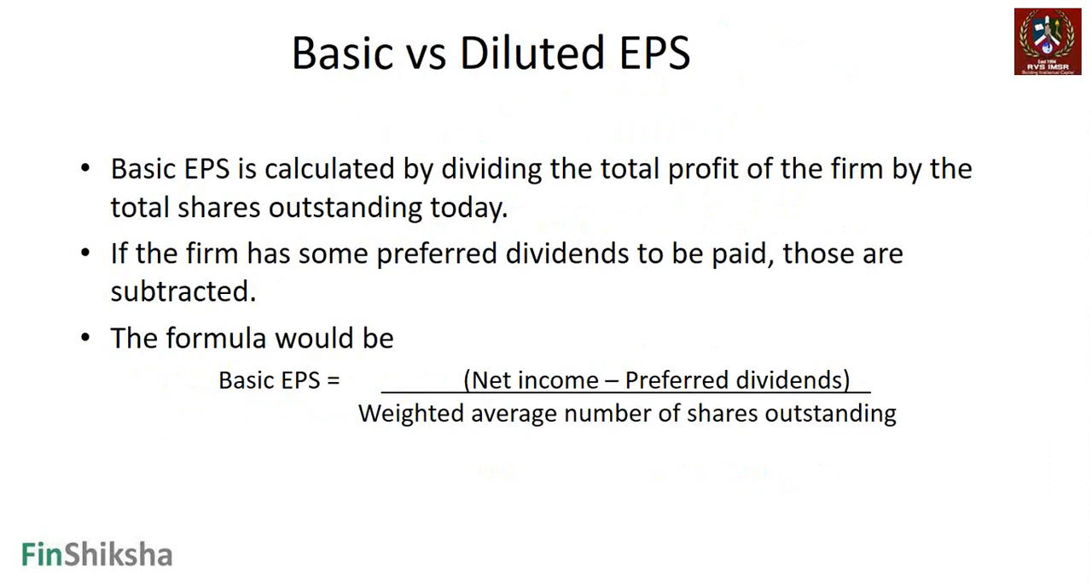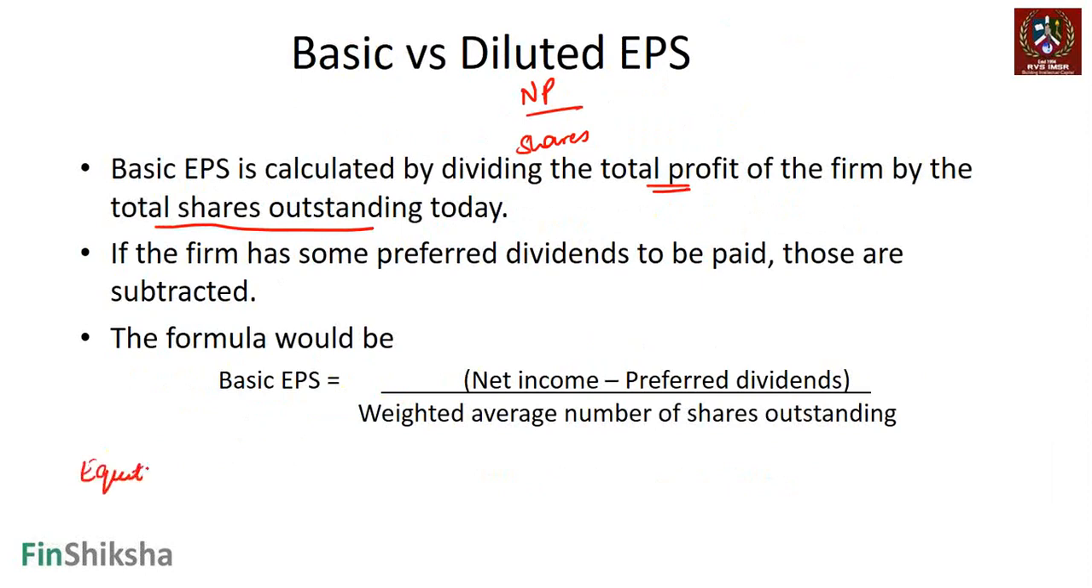Now, let's understand the difference between basic and diluted EPS. Basic EPS is just you take the total profit and you divide it by the total shares outstanding, right? Net profit by number of shares. In case there are different classes of shares, for this we will need to understand a little bit about what kind of classes of shares exist.